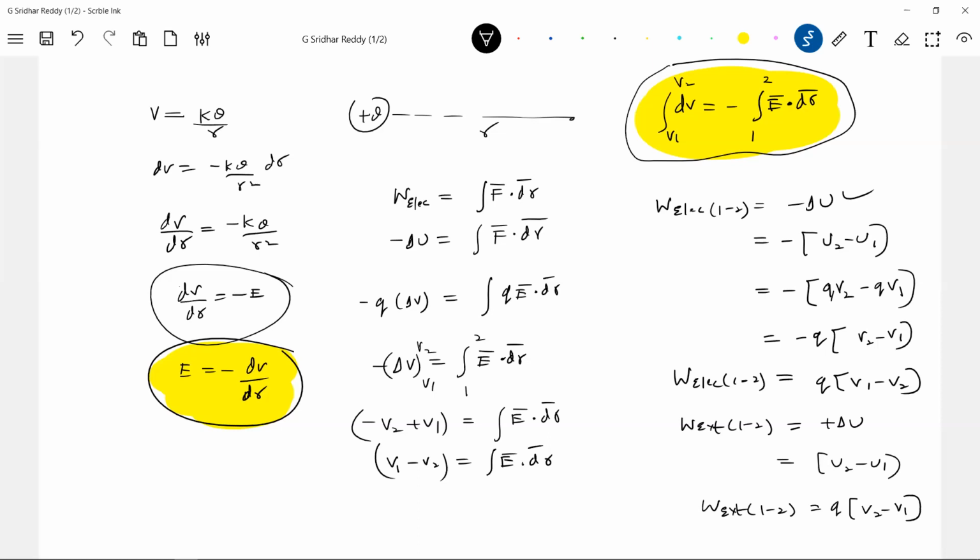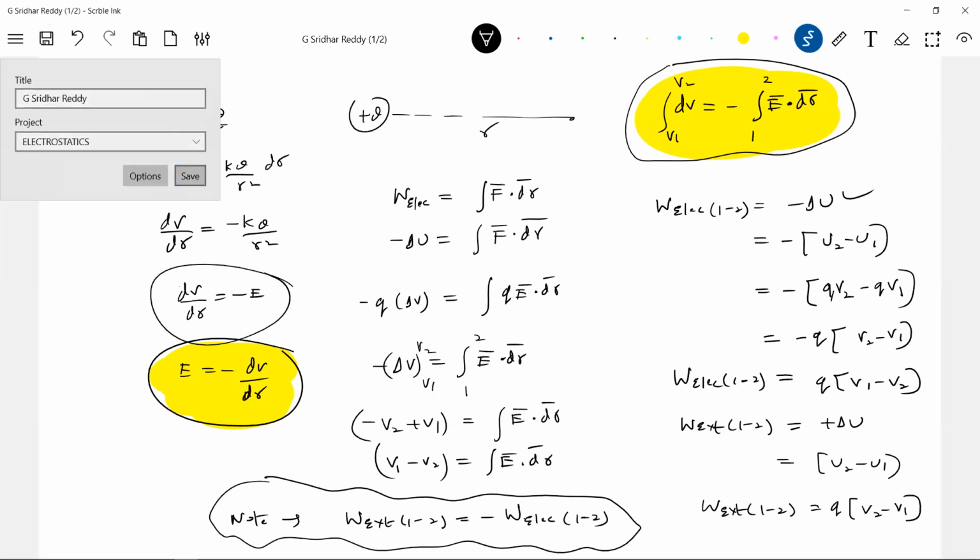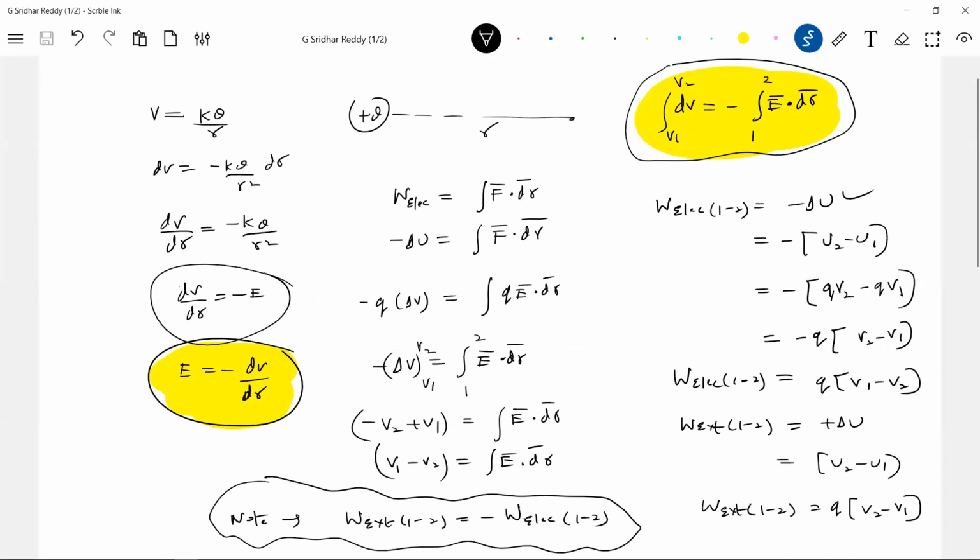So work done by an external agent and work done by electrostatic force will always be equal and opposite. You can see from here. Note, let me write it separately. Work done by an external agent in moving a charge from 1 to 2 should be negative of work done by electrostatic force in moving a charge from 1 to 2. All this is the thing which will help us a lot in solving some set of numericals. So what is the basic idea? If you know potential, you can get the electric field.